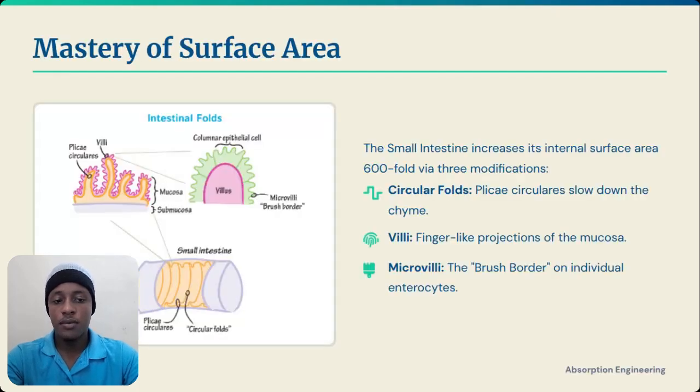Mastery of surface area. The small intestine increases its internal surface around 600-fold via three modifications, which are the circular folds, villi, and microvilli. The villi are finger-like projections of the mucosa, as you can see here. Microvilli form the brush border on the individual enterocytes. The circular folds, plicae circulares, slow down the chyme.